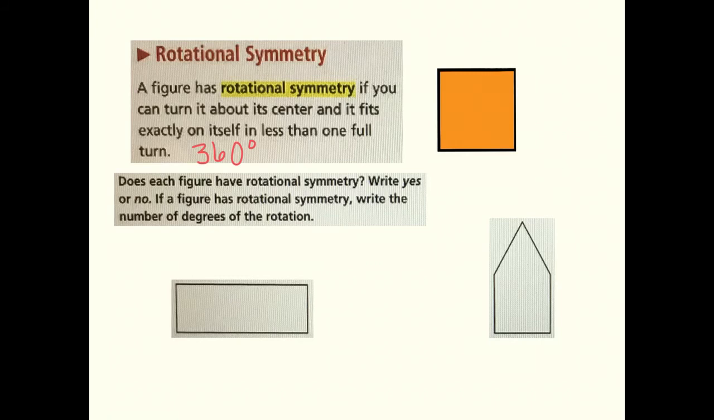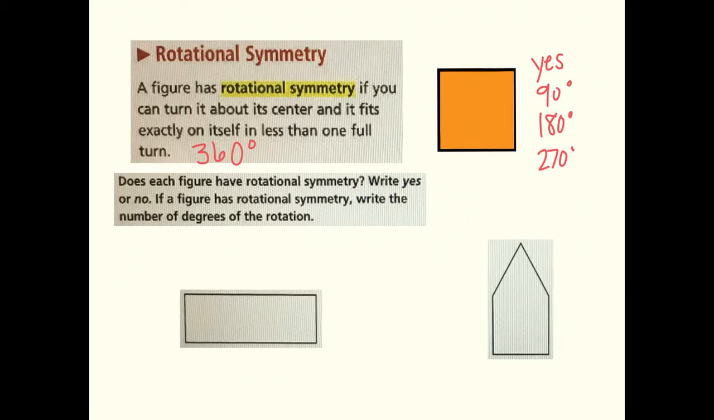So square, yes, does have rotational symmetry at 90 degrees, 180 degrees, and at 270 degrees, and then the obvious one, 360 degrees. But we're going to take a look at 2 other figures, a rectangle and a pentagon. We need to decide, does each figure have rotational symmetry? Write yes or no. If a figure has rotational symmetry, write the number of degrees of the rotation. So we'll try this first with the rectangle.